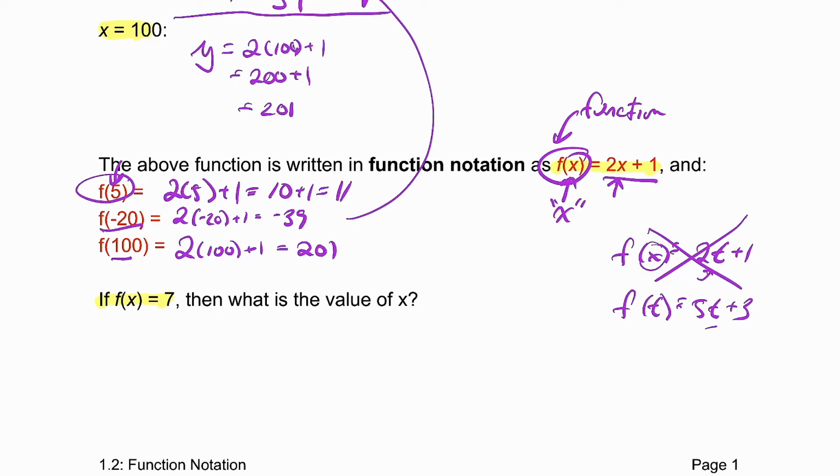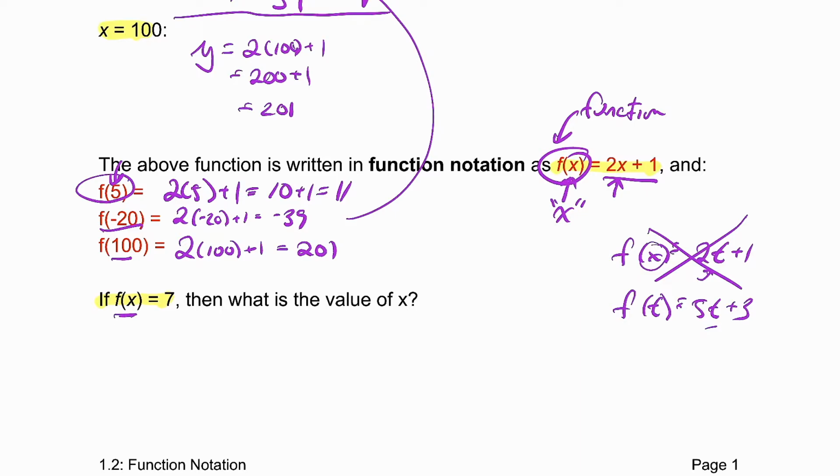If x was 7, then we would actually say that f of 7 is equal to something, and we would just do everything we just did above. But that's not what this part is saying. It's saying that f of x is 7. So really, we're saying that the answer is 7.